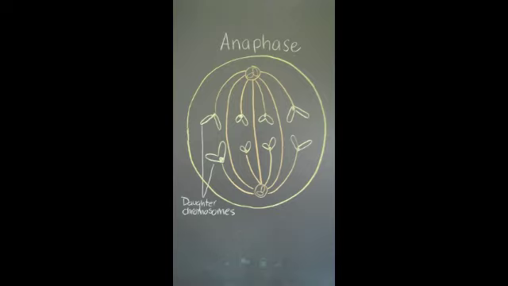Anaphase. In this phase, centromeres of the chromosomes separate and move to opposite poles of the cell. Since each sister chromatid has a centromere, it is now called a chromosome, and thus there are twice as many chromosomes in the cell compared to the beginning.